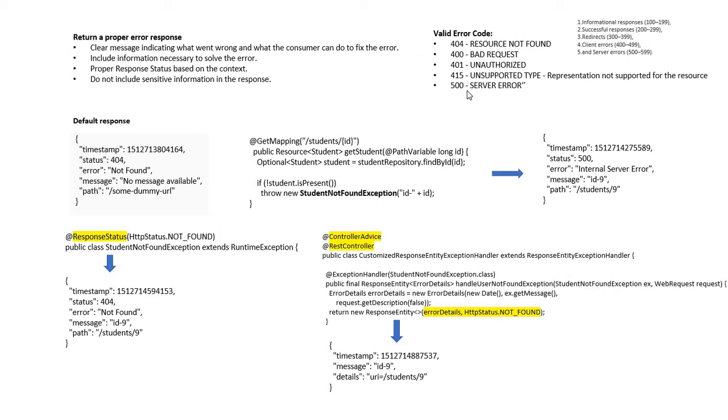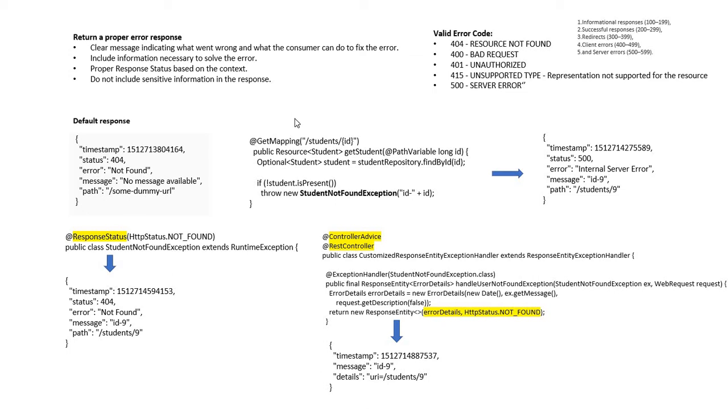And a 500 is a server error. Server error means anything from our application side, like I'm not able to interact with another service or interact with the database. Those are related to server errors. So we need to make sure we are using one of these valid error codes when sending the response back to the client.